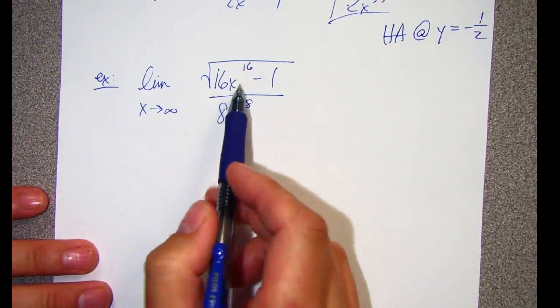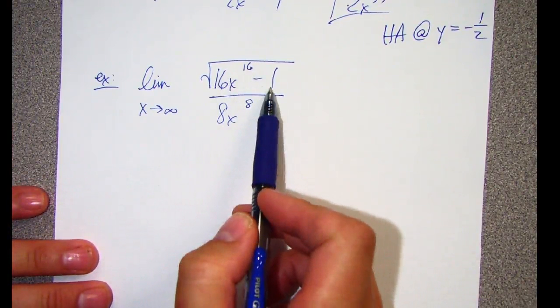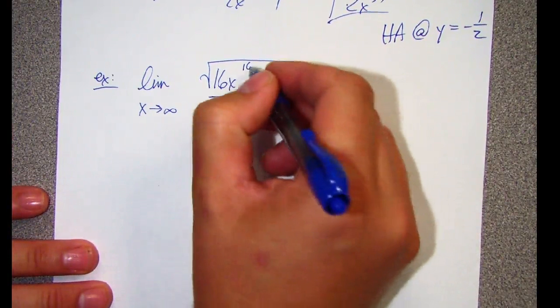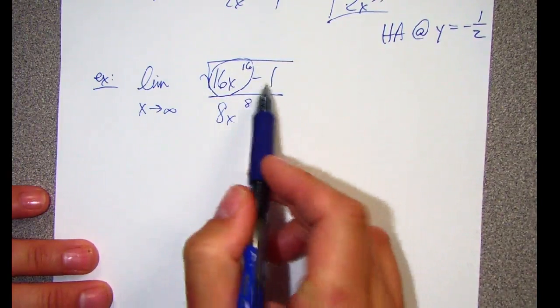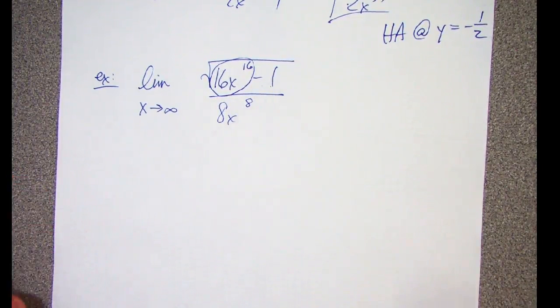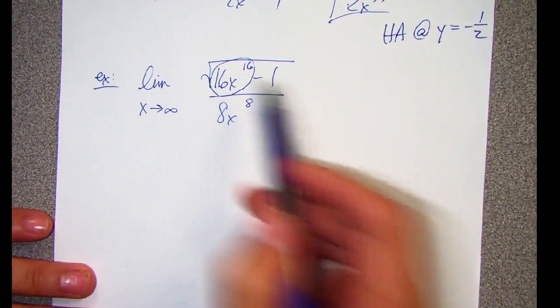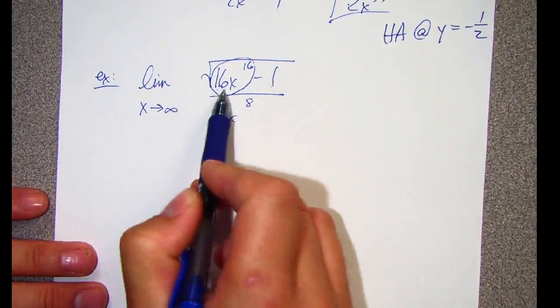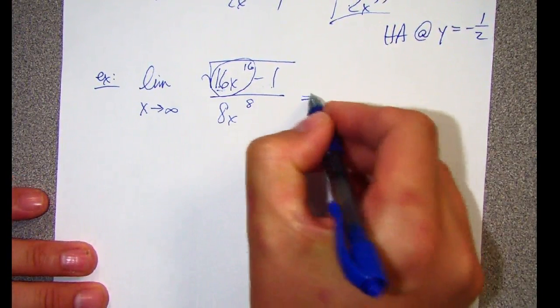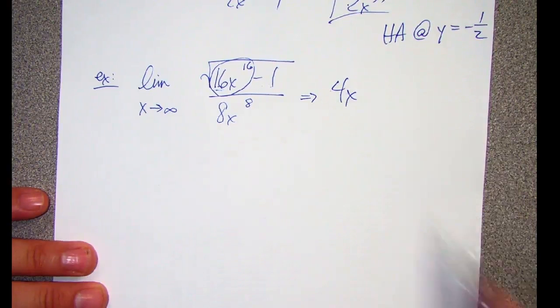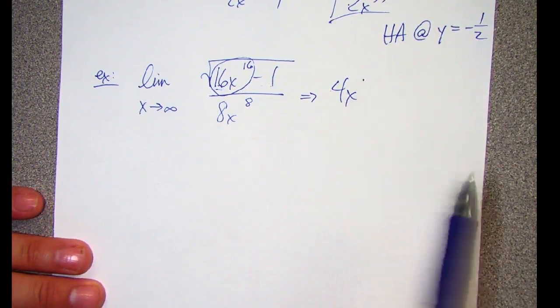So I don't know how to take the square root of 16x to the 16th minus 1. But I do know how to take the square root of 16x to the 16th. And I don't care about the minus 1 because it's not going to be the highest power anyway. So I'm just going to take the square root of the highest term. Now be careful here. The square root of 16 is 4. Right? I don't think anyone's going to mess that up. I do think people would put 4 as a power. But that wouldn't be right.